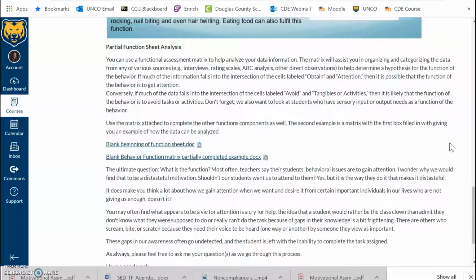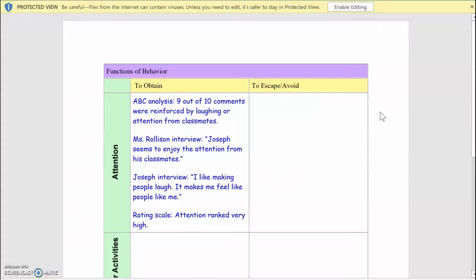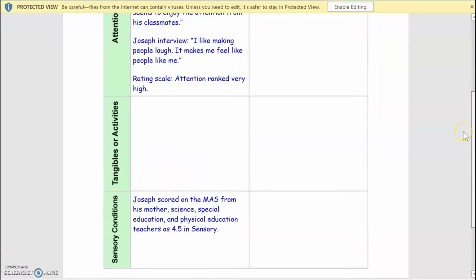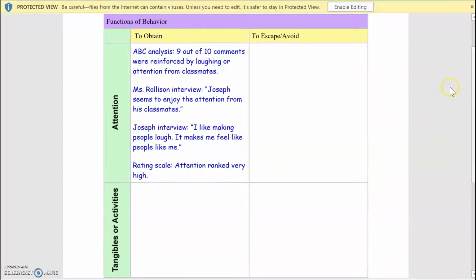There is a function matrix here, and this matrix will be used for our participation activity. This is something that you'll fill in. So we'll take a look at this. These are the functions of behavior, and this is just a matrix that addresses sensory, tangibles, attention, and then we can identify whether this is to obtain attention or to escape or avoid attention, to obtain a tangible or to escape or avoid a tangible. You'll see examples of the data here.